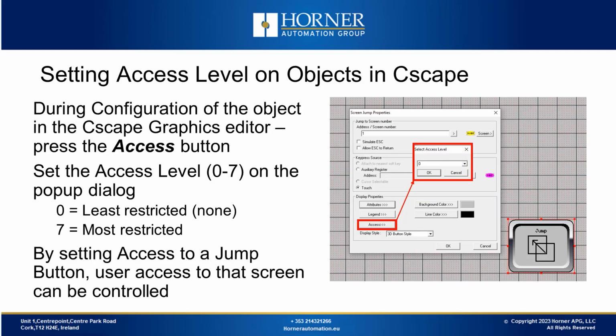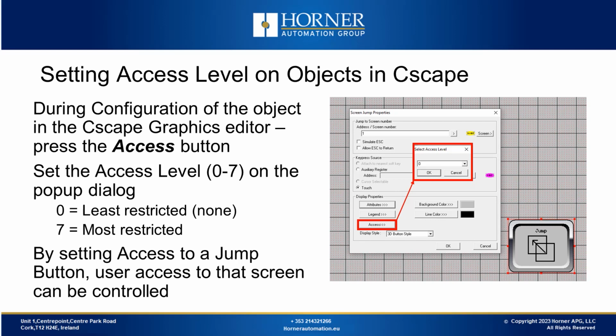Setting up access levels in Cscape is done during the screen configuration process. When you have an object with an action, double-click to access the configuration dialog, which includes an access button. Objects without any action do not have this feature. Within this access button, you can set an access level for that specific object, with the option to choose from up to 8 different levels.